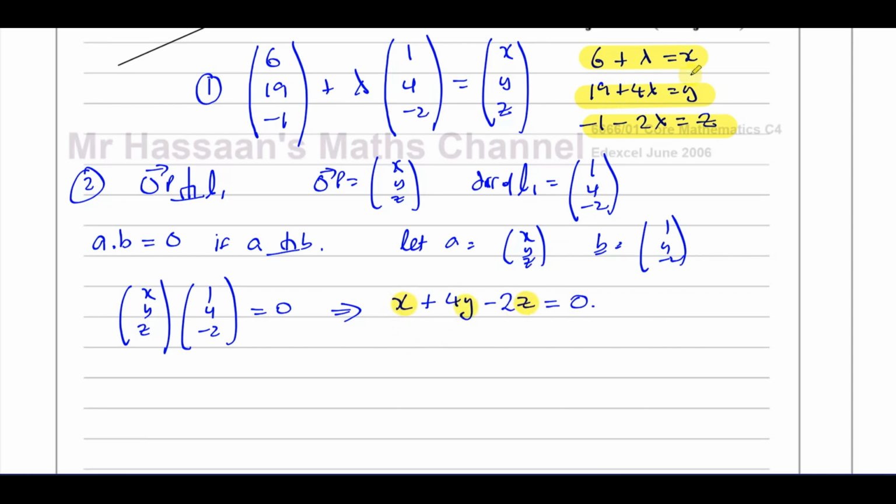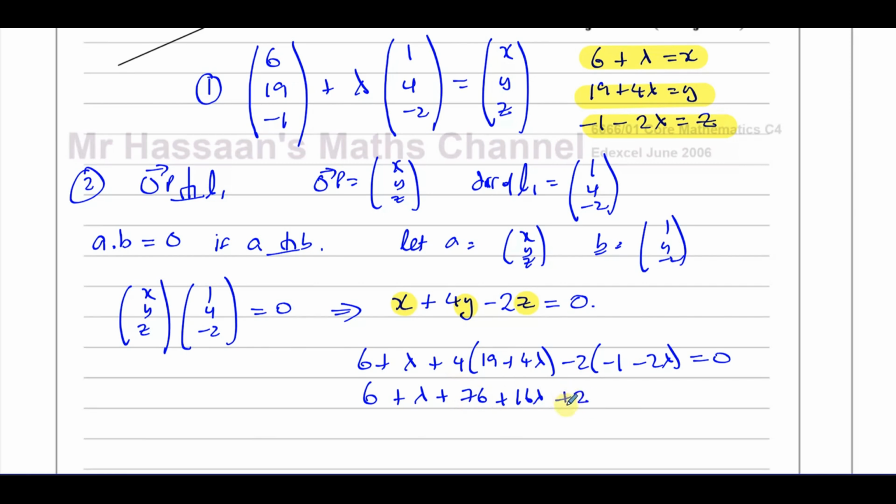So I know x is 6 plus lambda, so I can now replace x with 6 plus lambda. And I know y is 19 plus 4 lambda, so I have 4 times 19 plus 4 lambda. I know z is minus 1 minus 2 lambda, so I have minus 2 times minus 1 minus 2 lambda, and that's equal to 0. So I have 6 plus lambda plus, that's 4 times 10, 40, plus 36, that's 76, plus 16 lambda, plus 2 plus 4 lambda equals 0.